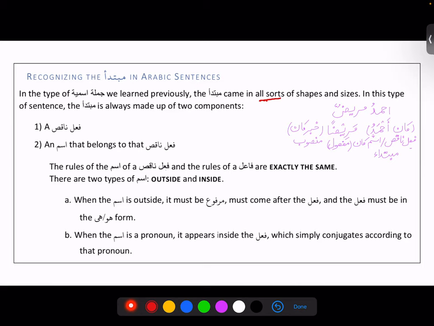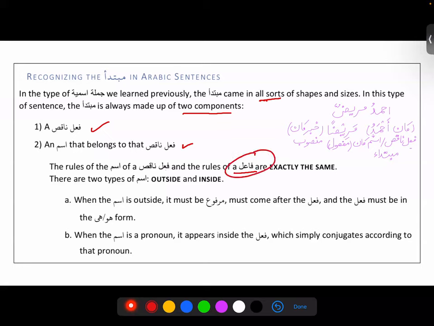In this type of sentence, the mubtada is always made up of two components. Number one, fail nakis. Number two, an ism that belongs to fail nakis, the ism of that fail nakis. So the rules of the ism of fail nakis are the rules of a fail. Do we remember the rules for a fail? Marfu status, and it can be inside or outside. Exactly. So the rules are exactly the same. There are two types of ism, outside and inside.